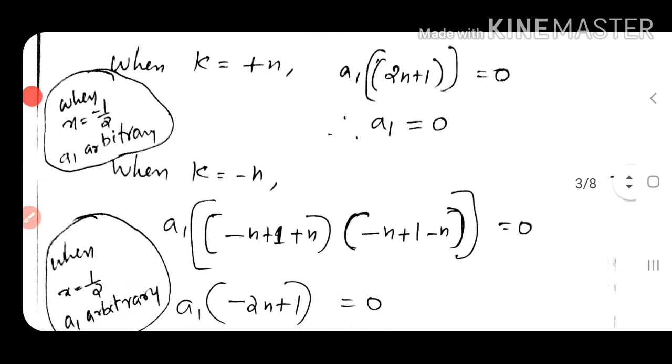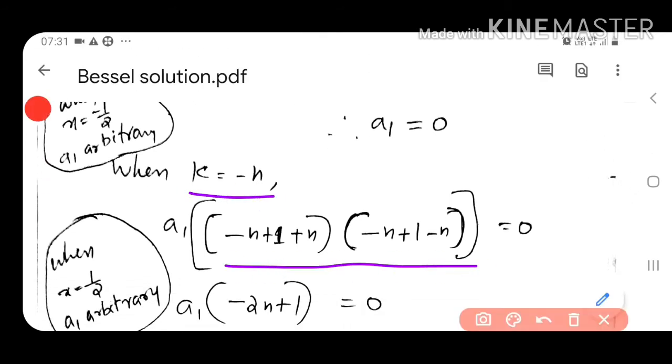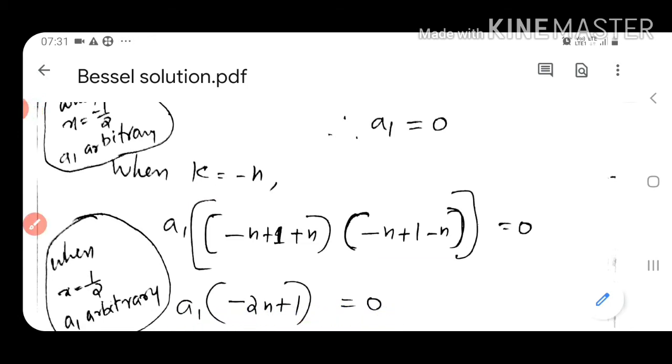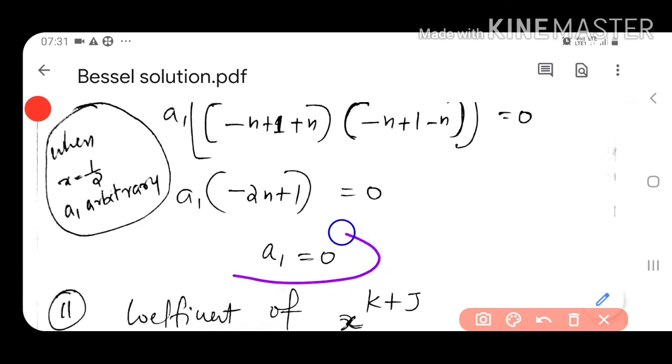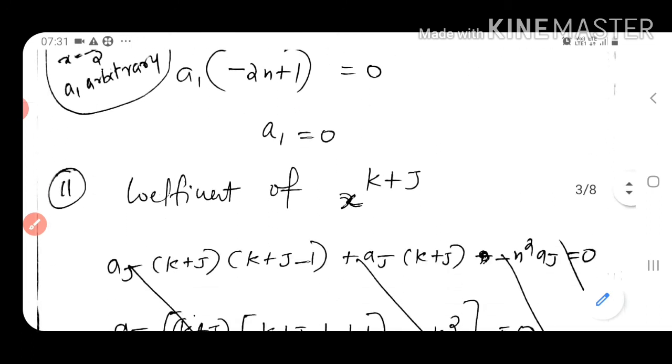and when k equal to minus n, this will be the case, and we will have a1 into minus 2n plus 1 equal to 0, and for n integer you have a1 equal to 0. So a1 is 0. Okay, so this is what we obtain from the second step: a1 is equal to 0.